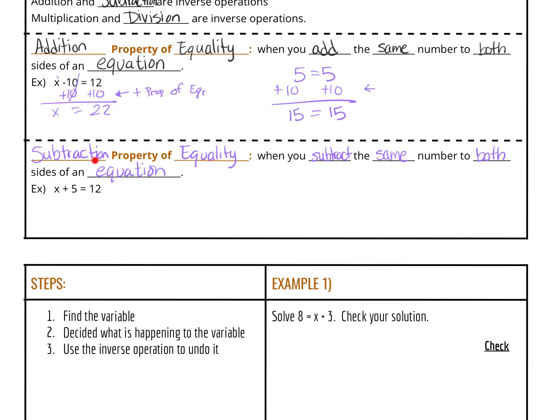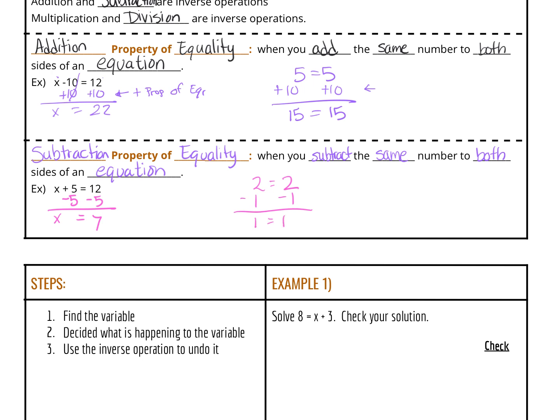Okay, the next one is the subtraction property of equality. Go ahead and write this down. When you subtract the same number from both sides of the equation, your equation will still be true. Okay, so if I subtract 5 from the left side and 5 from the right side, my equation will still be true. So if I started with, let's say, 2 equals 2, right? And then I subtract 1 on both sides, right? I get 1 equals 1, right? So my equation is still true.